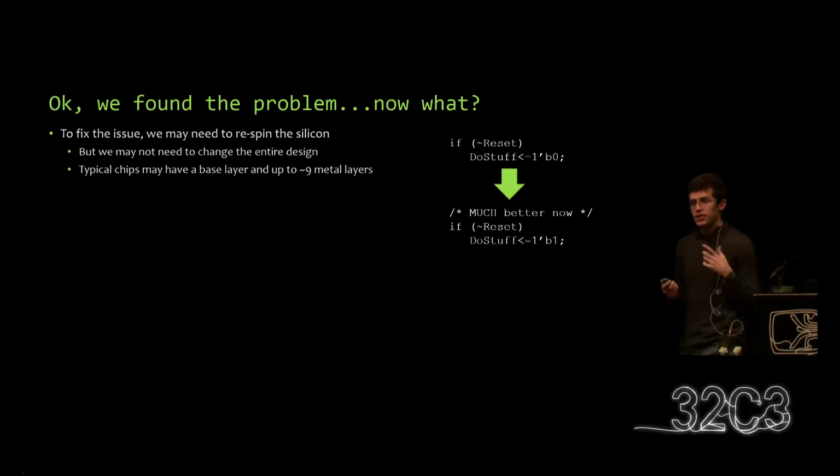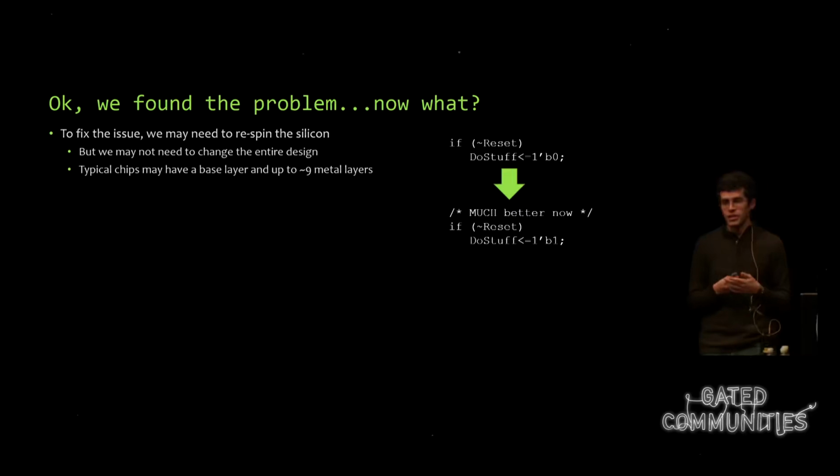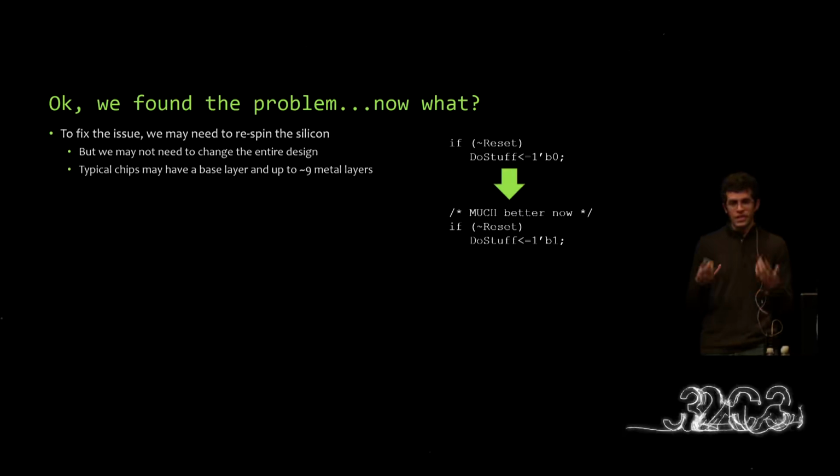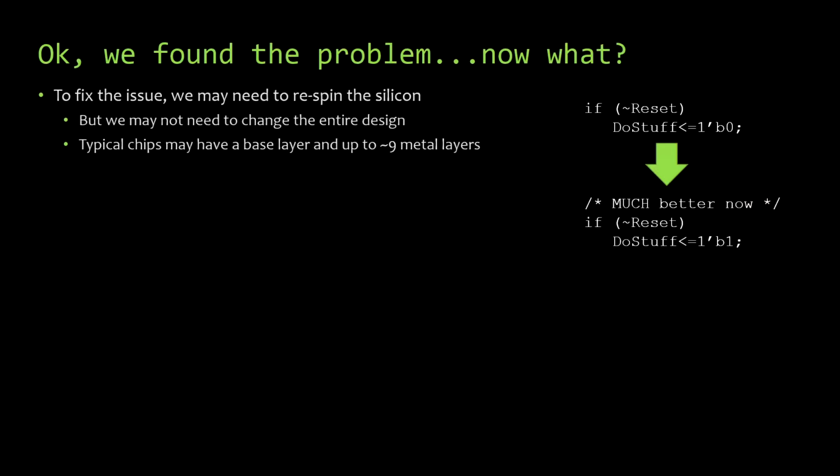So let's assume that we've used some methods and we've figured out what happened. Fixing it is not exactly a piece of cake either. The simplest thing would be to go fix the Verilog code and redo the entire design, which takes 2 months and $3 million. So the good news is that you don't have to all the time.